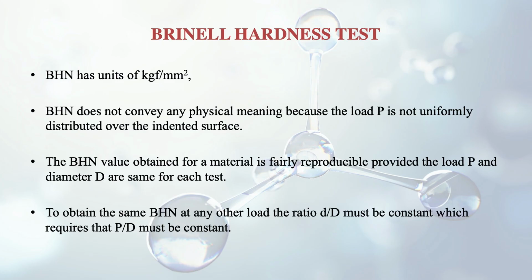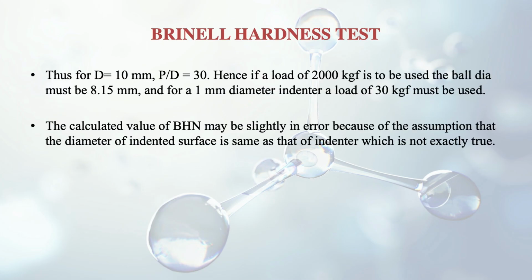So from the formula, what does that mean? It means that the capital P divided by capital D must be constant. That is, load divided by the diameter of the indenter ball must be constant. The calculated value of BHN may be slightly in error because of the assumption, like I told you earlier, that the diameter of the indented surface is same as that of the indenter, which is not exactly true.